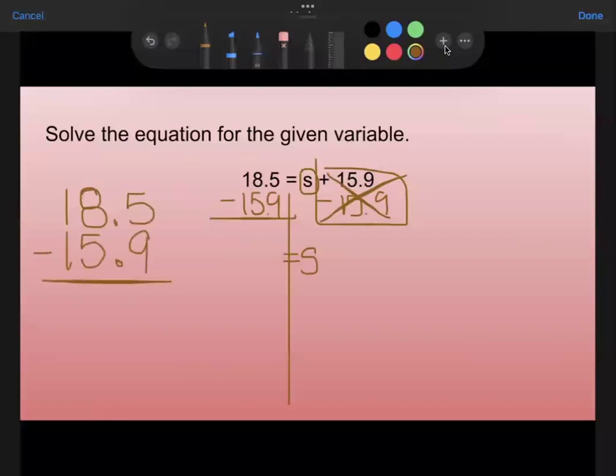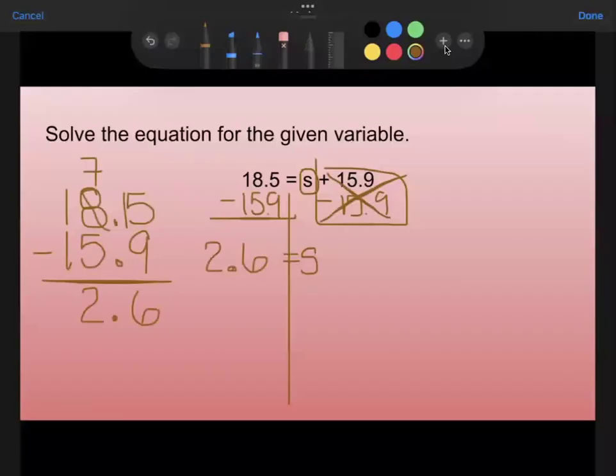15.9, subtract that. I can't take a 9 away from 5, so I have to come over here and make this 7, put a 1 in front of the 5 to make it 15. Now that becomes 6. My decimal goes here. 7 minus 5 is 2, and 1 minus 1 is 0. So that means my final answer is 2.6 equals s.